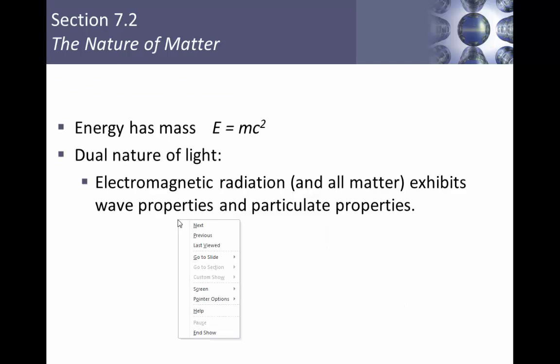So now we've been talking about energy having that particle-like behavior, and now we've discovered that energy also has mass. And this is Einstein's equation, E equals mc squared. So we know that light has a dual nature, okay? We know that it acts like a particle and it acts like a wave. But I wonder then, is it possible for matter to have both wave and particle properties?